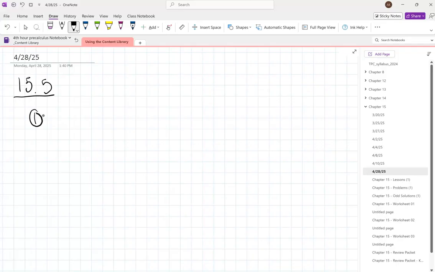All right. Today we're going to talk about the mathematics of finance. So this is an application of exponential functions that should be quite important. So the first thing we're going to talk about is simple interest.